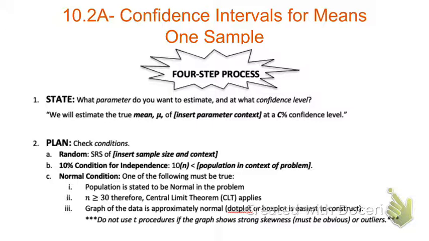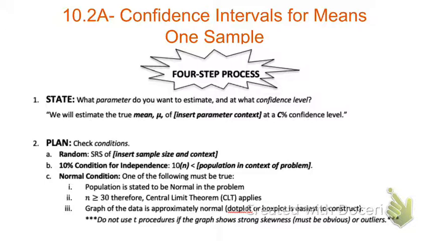Plan is going to look super familiar. Random, 10%, and the normal condition. Obviously, random and 10% is just like it was with proportions. However, the normal condition, like we talked about yesterday, is very different. We're not going to be using n times p.